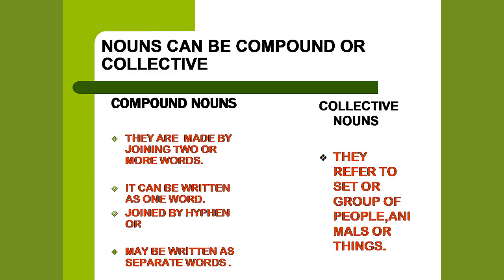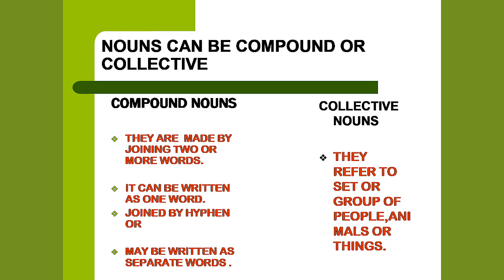Nouns can be compound or collective nouns. Compound nouns are made by joining two or more words. It can be written as one word, joined by a hyphen, or may be written as separate words. But on the other side, collective nouns refer to a set or group of people, animals or things. So you can see over here that the compound nouns are made by two or more words.